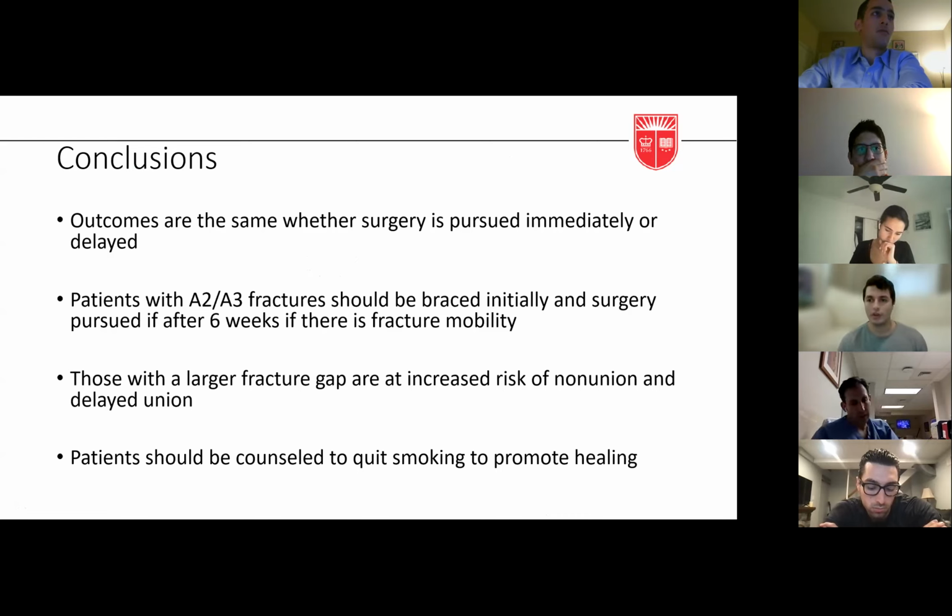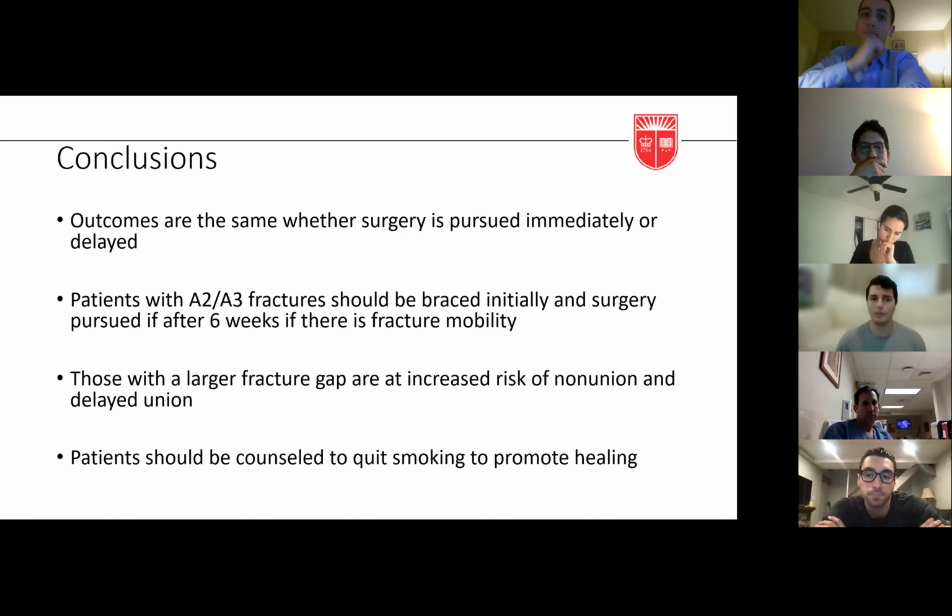So the main crux of this study was that people with A2 and A3 fractures should initially get braced and then surgery pursued on them if there's still fracture mobility at the time. One of the issues with the study though is that while they identify these risk factors, it's been previously described that outcomes for these patients are the same whether or not surgery is done immediately or after 6 weeks. Even though we now know that this is a risk factor and something to watch out for, surgeons are still not going to operate as soon as they see them. They're still going to be braced or followed up later.